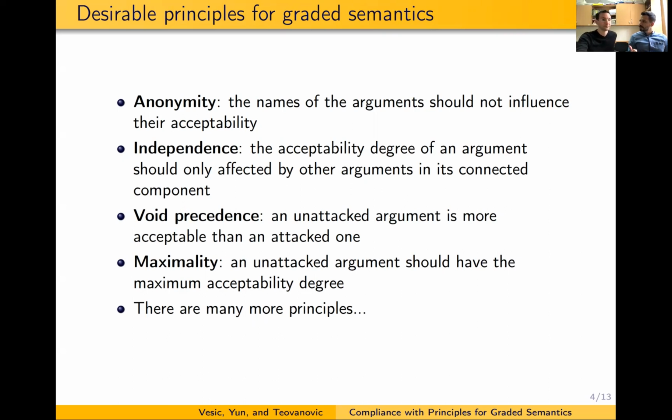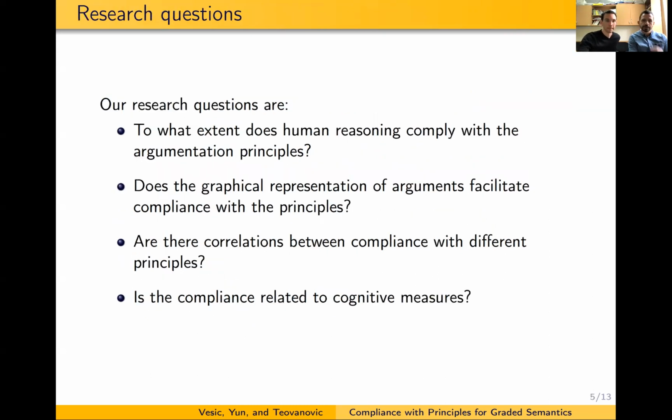It's 0 to 1 in the theoretical case. And now in our experiment settings, as you are going to see, it's going to be 1, 2, 3, 4 to make it easier for the participants.